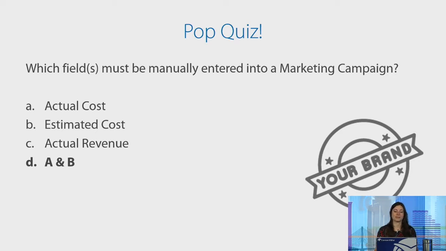And then actual revenue, I'm glad no one selected this. It has to come from a won opportunity. That's the only way you can populate the actual revenue field.